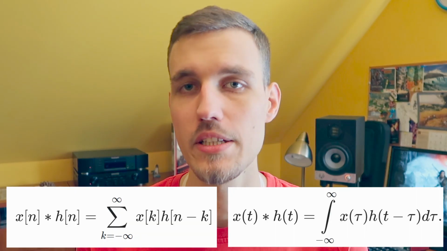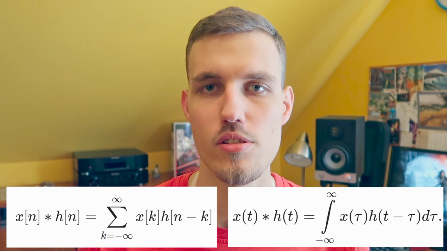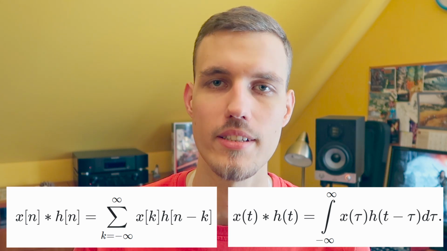Today we're going to look at 3 specific properties of convolution which will help us to understand better the operation of filtering. But first, let's recap what convolution is. As we said in the previous video, we have discrete convolution and continuous convolution. Both of them are considering functions which are actually time signals.